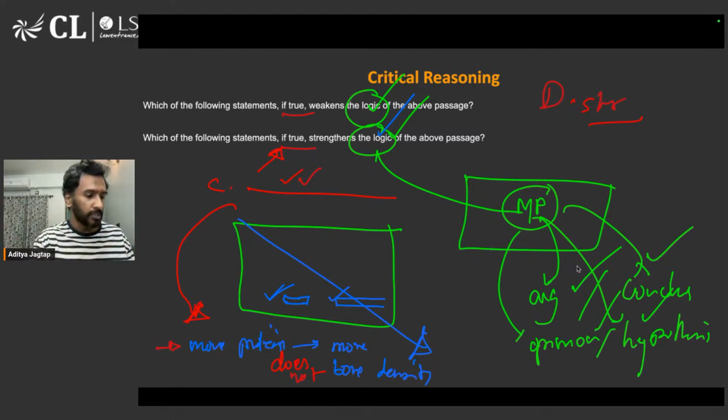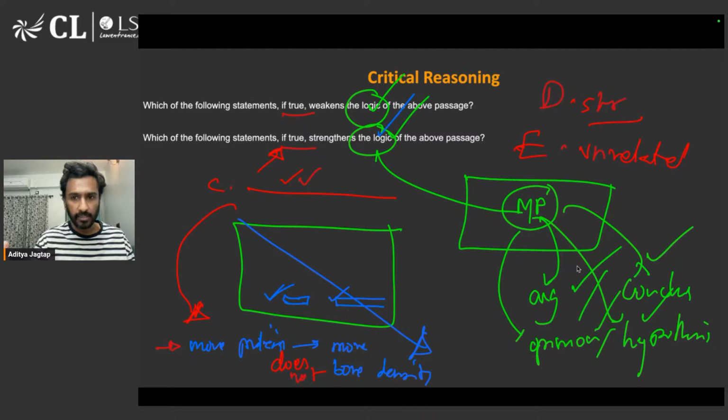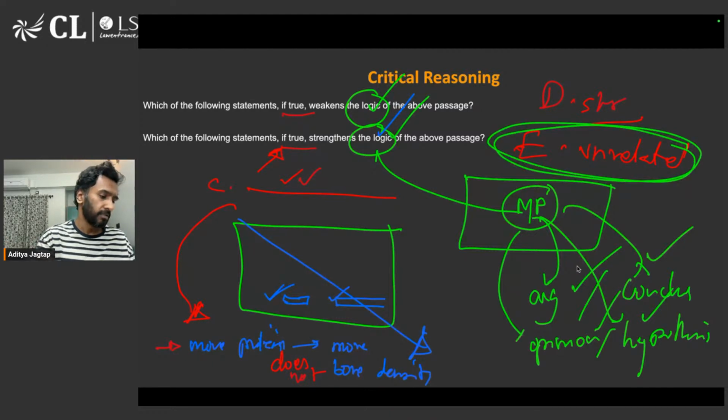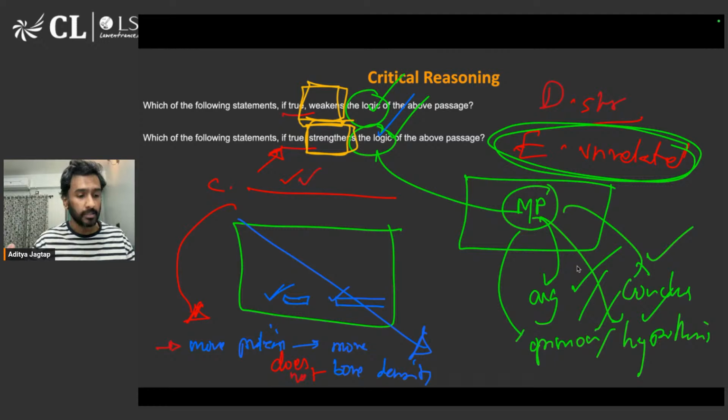Or there is the other possibility, option E, which says that drinking water does not change the bone density of mammals. So option E is unrelated. There are three types of options that can be created. The unrelated option is never asked of us. The question is always going to be about weakening or strengthening. All right, so I hope the method is clear to everyone.